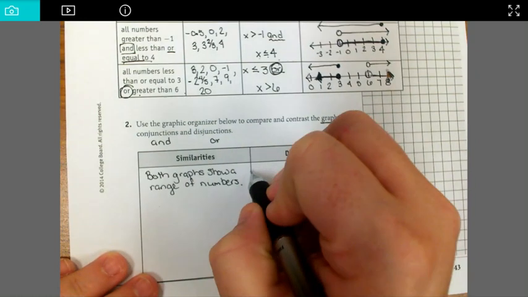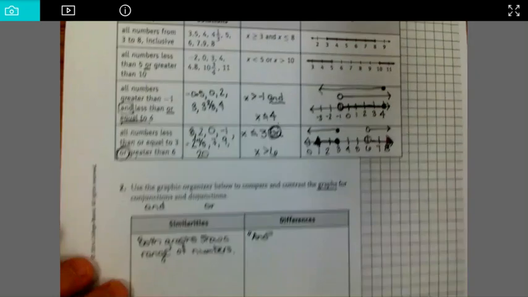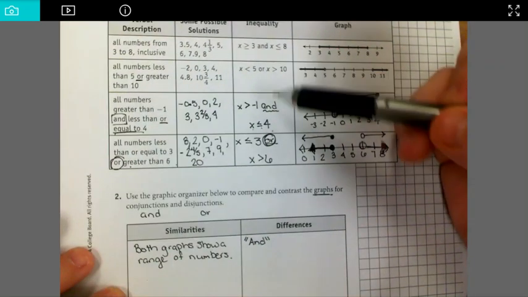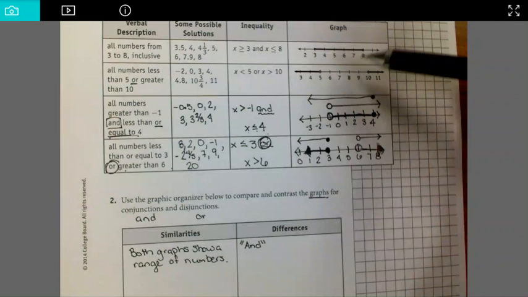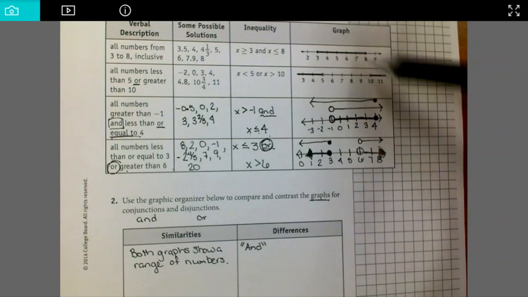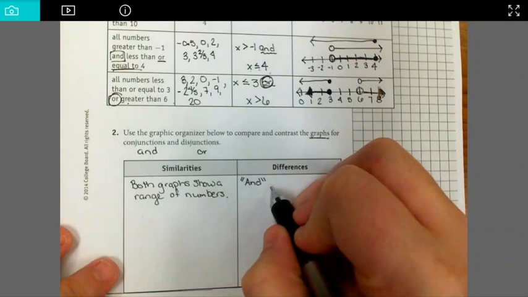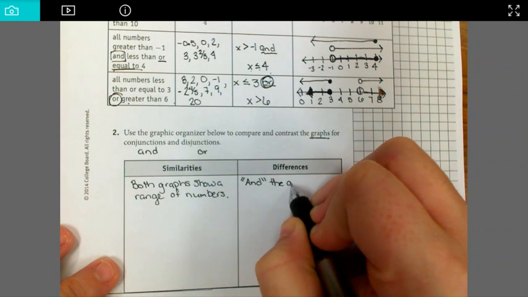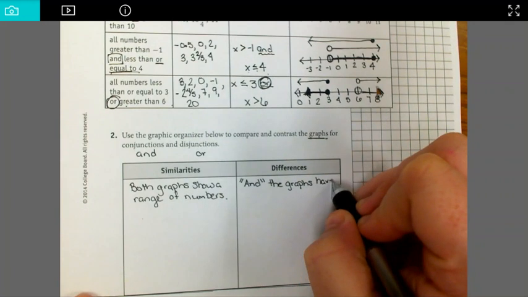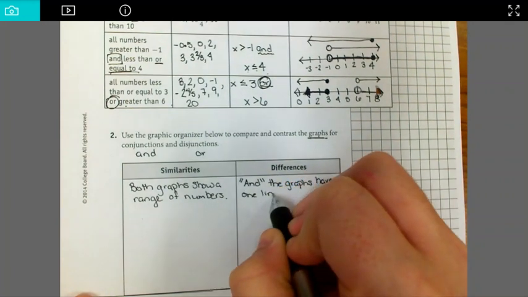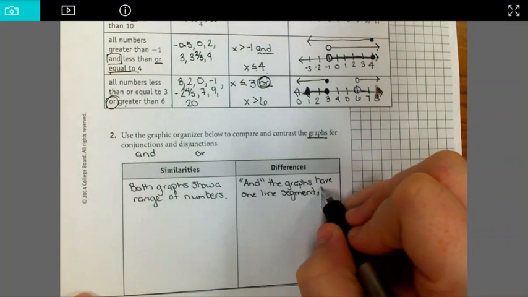Let's talk about the differences. When you use the word and, what did we notice about our graphs? Well, we use the word and here and the word and here. So I notice here I have one official line segment. Same thing with here. So when using the word and, the graphs have one line segment between two numbers.